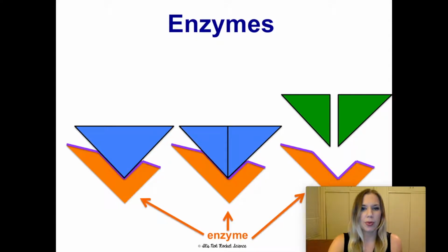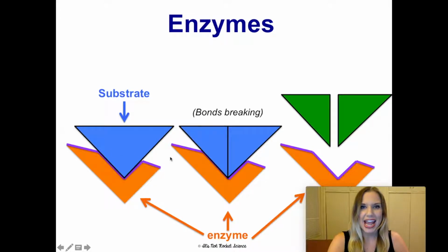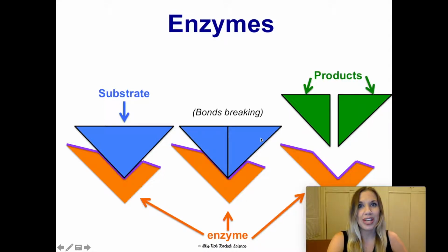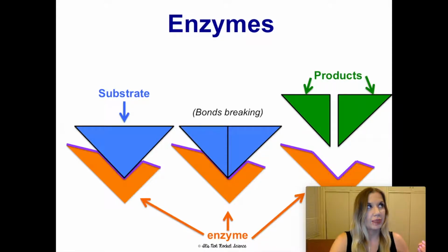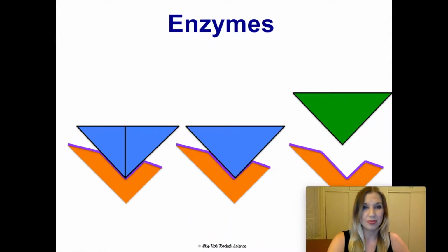So this is an example of an enzyme in 3 different stages, moving from the left to the right. So on the left, we have our substrate binding to the active site of our enzyme. And then the bonds break between the atoms of this molecule. And then at the end of the reaction, the catalyzed reaction, you end up with these 2 products on the right. So this is an example of an enzyme catalyzing a reaction in which the molecule's bonds were broken, so it was broken apart. So enzymes can break bonds on a substrate to form 2 products.